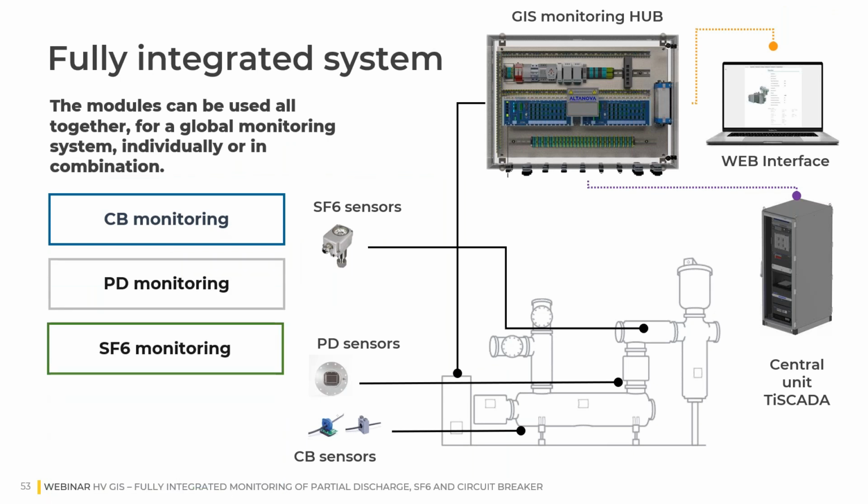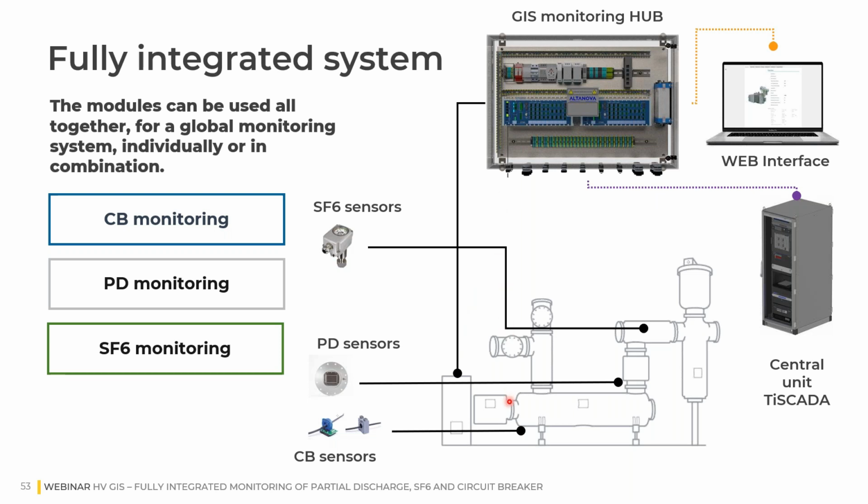We are at the end of this presentation with the last part relevant to the integrated architecture, the integrated HMI. As you can see, we have, as we said, circuit breaker or disconnector or earthing switch monitoring, partial discharge monitoring, or SF6 monitoring. We can have different types of sensor here for the circuit breaker, or antennas for PD, and density or pressure sensor installed on the GIS.